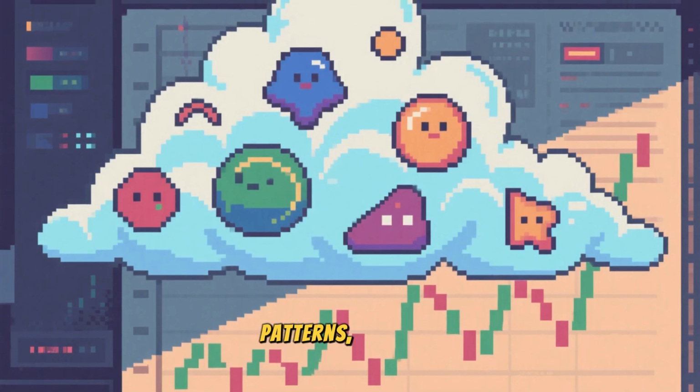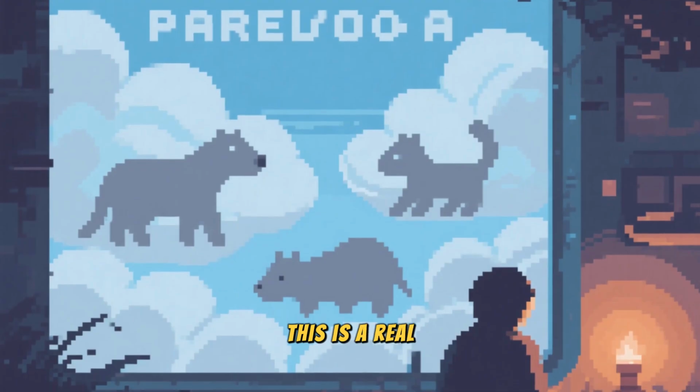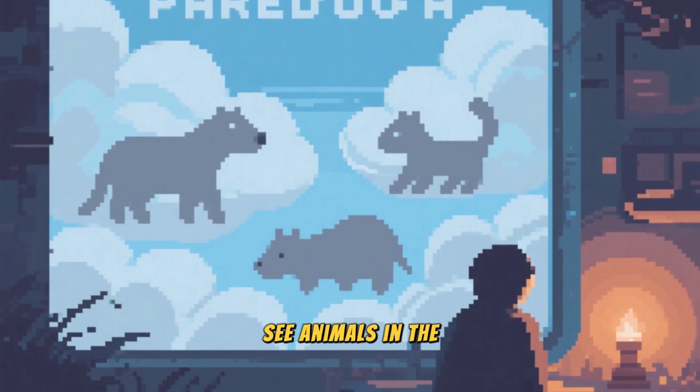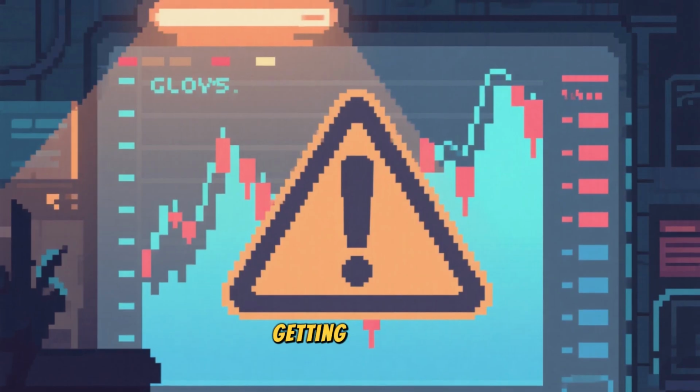With all these patterns, it's very easy to start seeing shapes everywhere. This is a real phenomenon called pareidolia. It is the same reason we see animals in the clouds. So, how do you use this information responsibly without getting fooled?